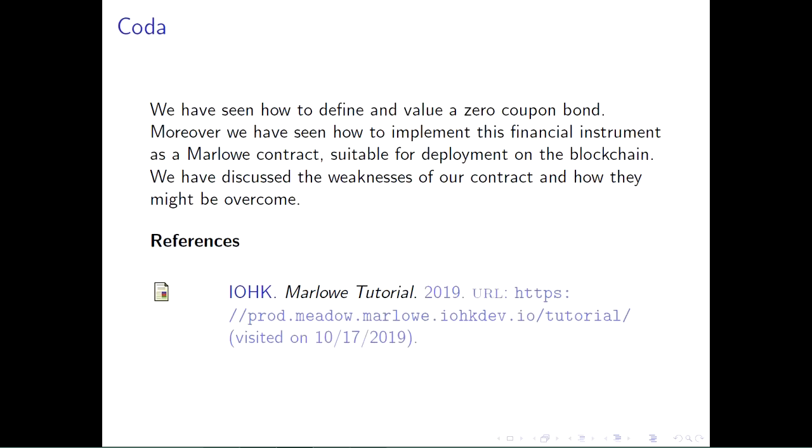So we have seen how to define and value a zero coupon bond. Moreover, we've seen how to implement this financial instrument as a Marlowe contract suitable for deployment on the blockchain. We have discussed the weaknesses of our contract and how they might be overcome.